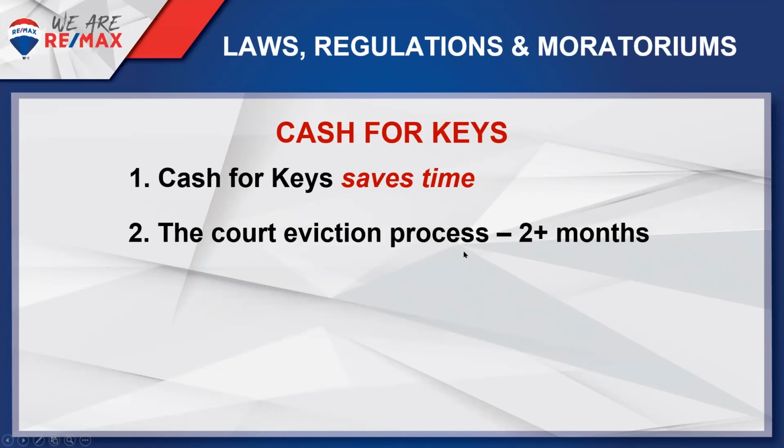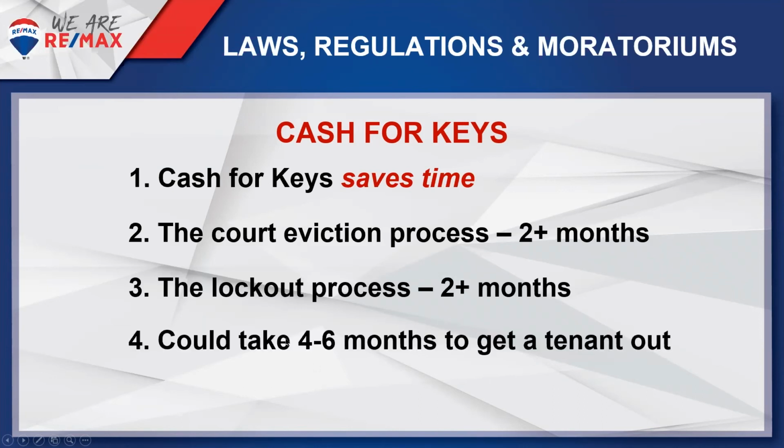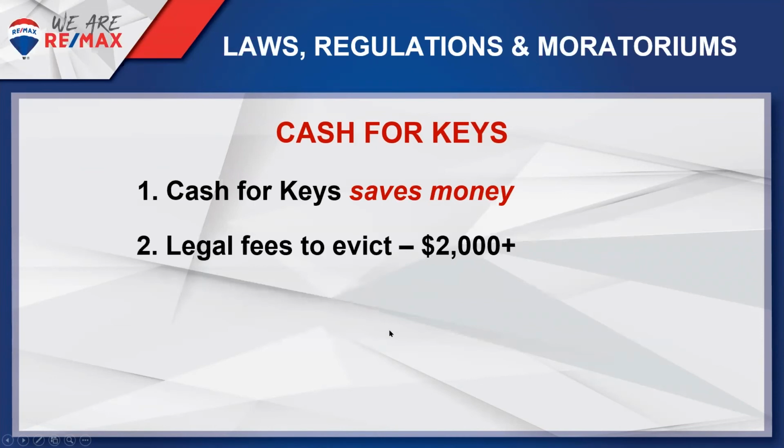The court eviction process, like I said, 2 to 3 months easily. The lockout process, like I said, 2 to 3 months easily. You could be 4 to 6 months just to get the tenant out. In the meantime, a cash for keys would save you money because if you spent legal fees to evict, a minimum of $2,000 is probably what you'd have to pay. And it could be upwards to $3,000 or $4,000 if the tenant files certain notices or defends the reason they don't think they can get out. It's going to get even more expensive.